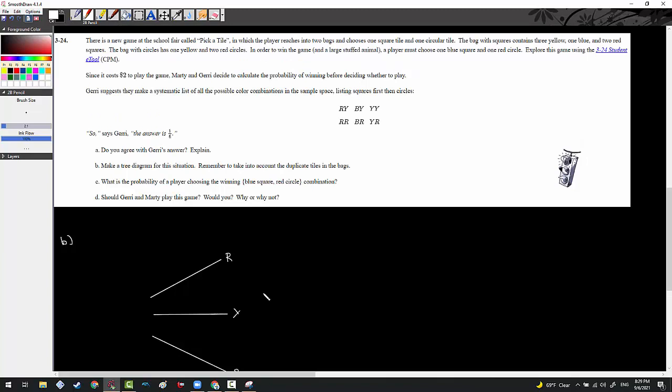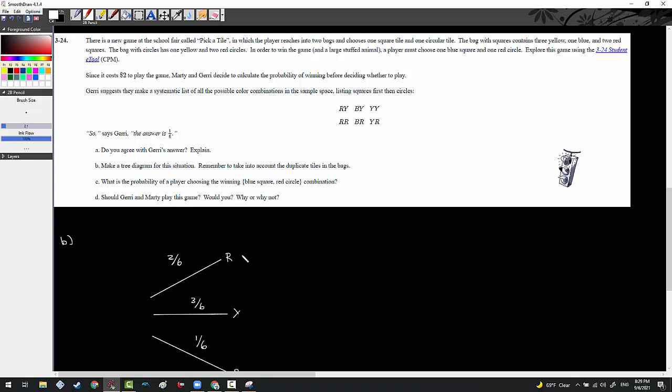So from here, let's try it again. So there's 3 plus 1 plus 2. That's a total of 6 total squares. So out of yellow, you have a 3/6 chance. I know that's 1/2. I'll take care of that later. Let's see, 2/6 of a red and 1/6 of a blue.